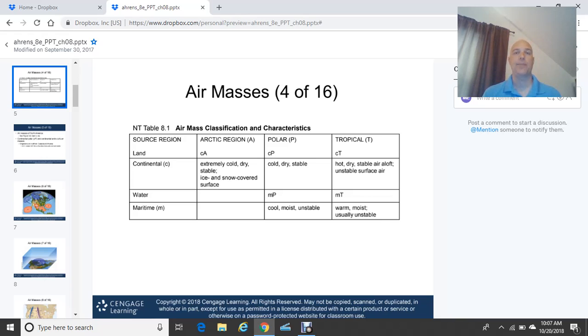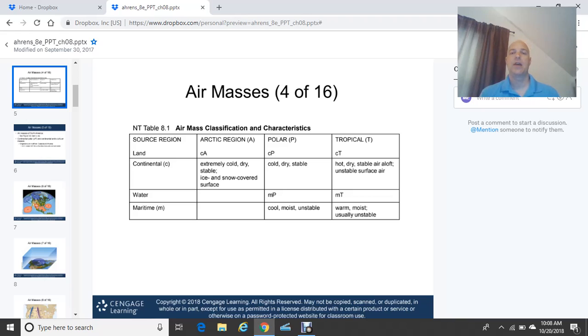A maritime polar air mass: cool, moist, and unstable. And then if I go over to the right, a continental tropical air mass is very hot, very dry, with stable air aloft. It's unstable surface air. Continental tropical air is typically associated with desert areas, especially over the southwestern United States, and continental tropical air masses only form during summer.